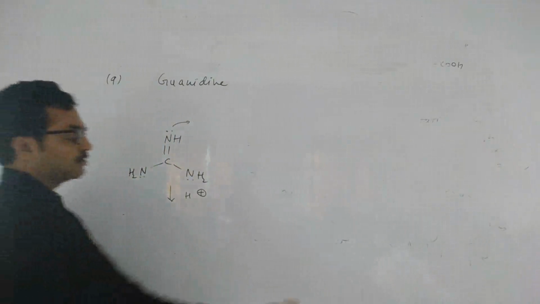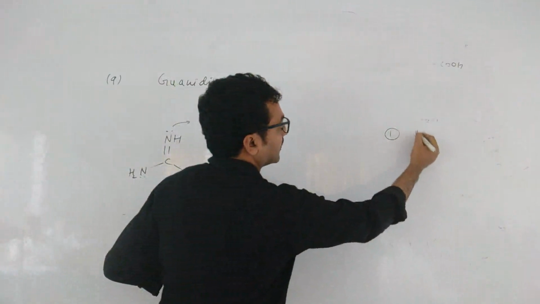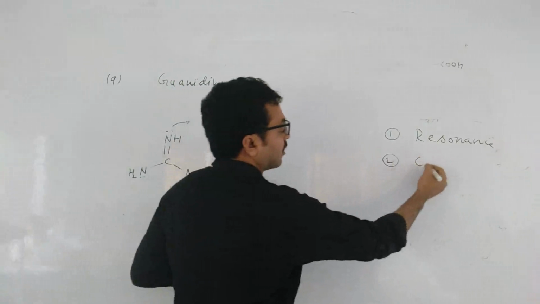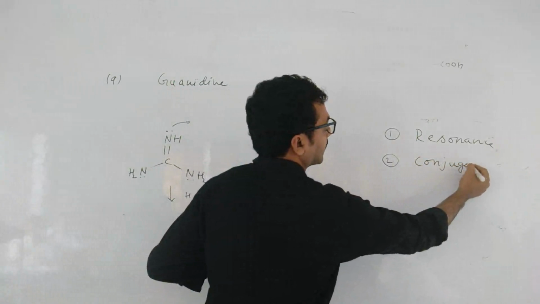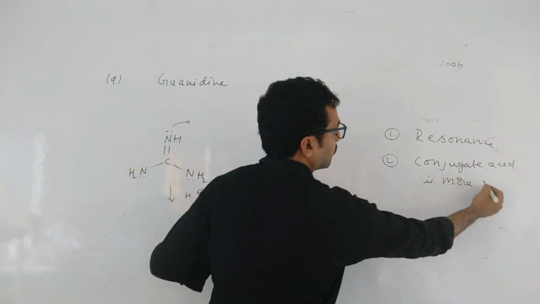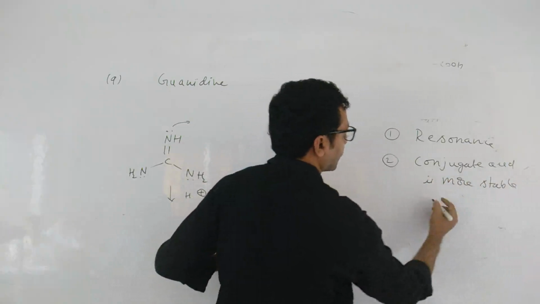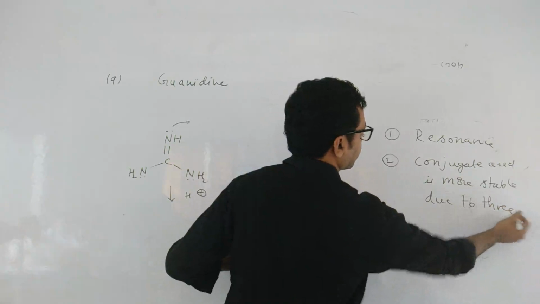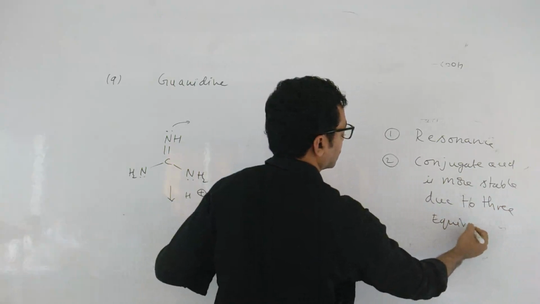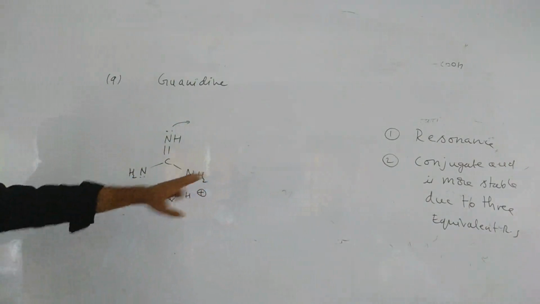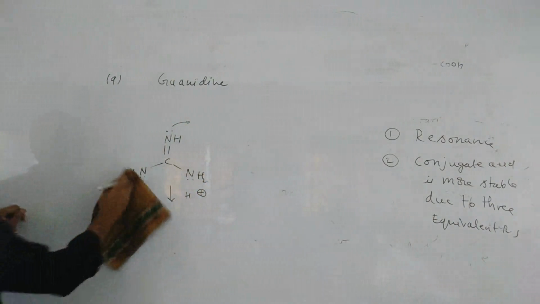So that side I will write. So this guanidine nucleus is stable due to two categories. One is resonance. See, you can see now. Second one, the conjugate acid is more stable, children. The conjugate acid is more stable due to what? Due to three equivalent structures. So this is important.